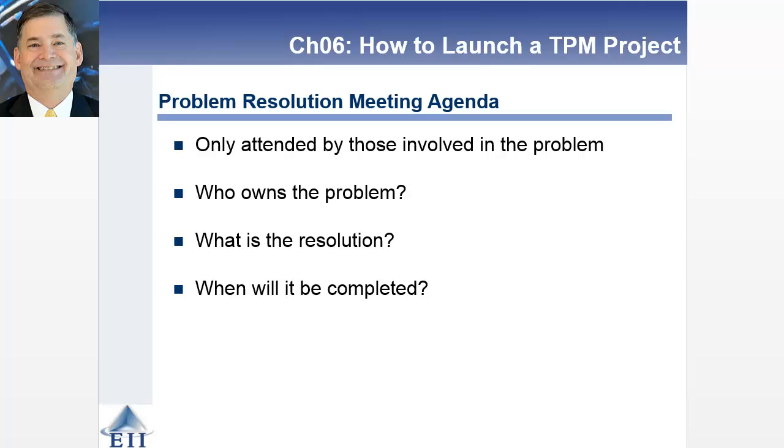For problem resolution meeting, you really only want to invite those people that are involved with resolving this particular issue. Figure out who owns it, what's the resolution, and when it can be completed. Notice there is no discussion of blame. You'll do that in an after action review or a different forum. But in problem resolution, you're really just trying to figure out how am I going to take this issue, resolve it, and continue to move the project forward. These can get a little testy at times, but you need to, again, set the ground rules so that you keep the meeting focused on how are we going to resolve this particular issue.